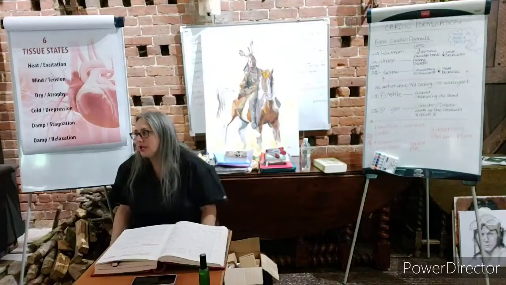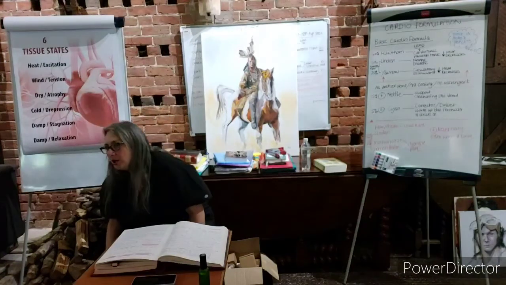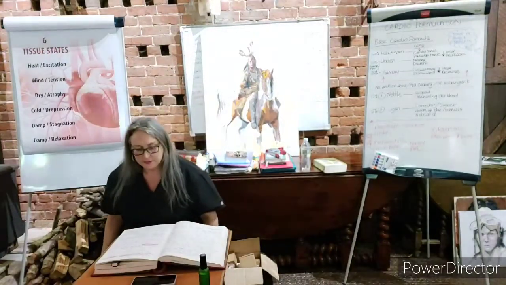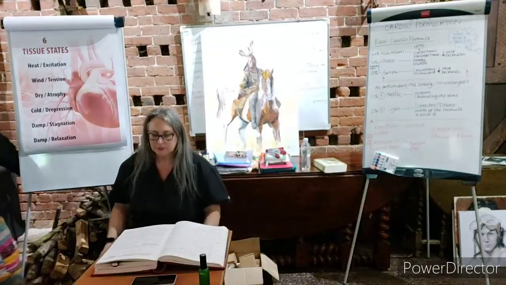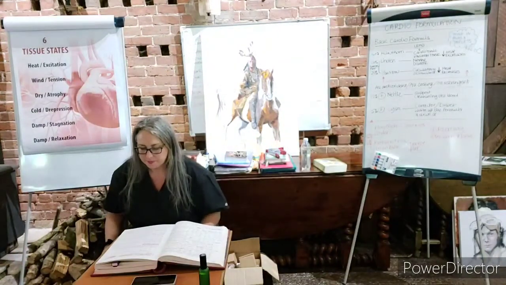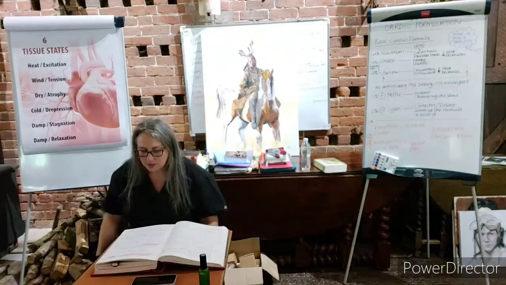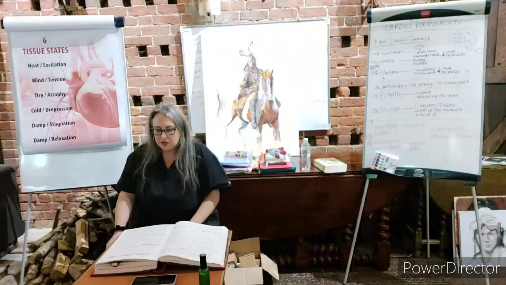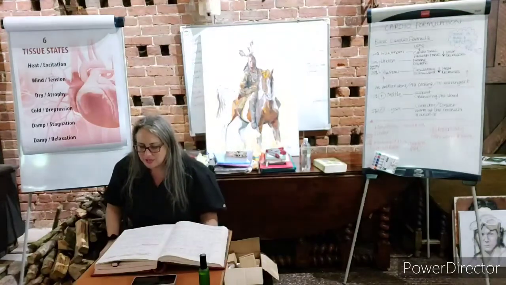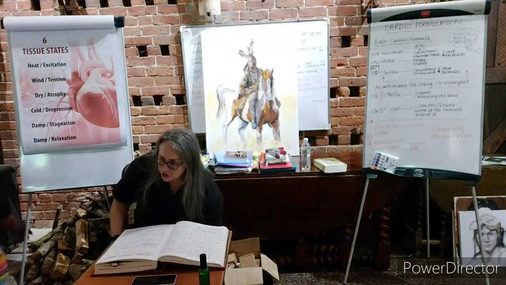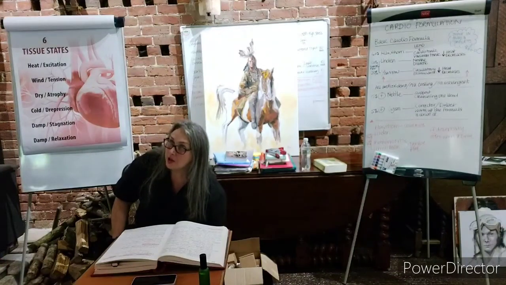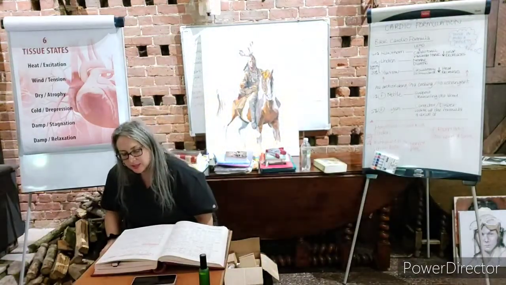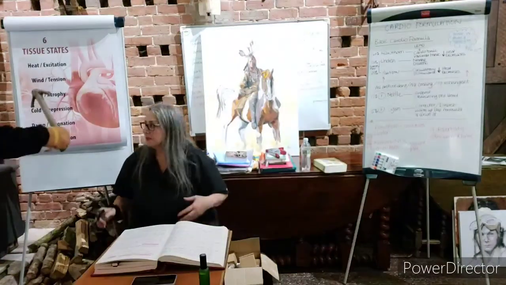So changeable like the wind, symptoms that are on and off and on and off, not constant. Tissue state, wind tension. What's easy to recognise about this tissue state is that it's based around tension. So if we're looking at tension within the cardiovascular system, you are possibly looking at palpitations.